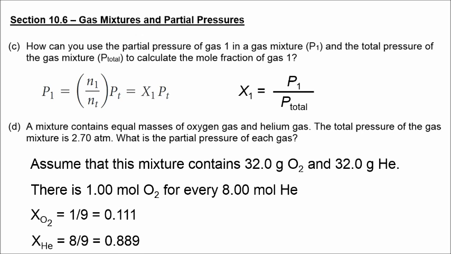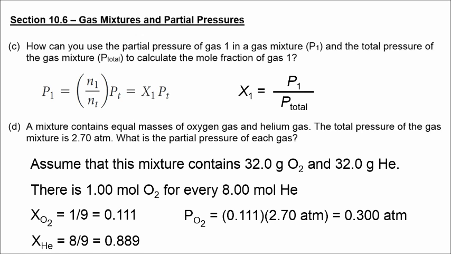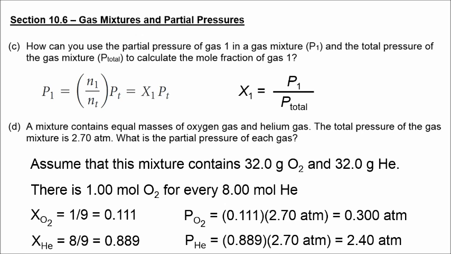If the total pressure is 2.70 atmospheres, then we know that 1/9 of this is coming from oxygen and 8/9 of this is coming from helium. So our pressure of oxygen would be 0.3 and our pressure of helium would be 2.4. Again, helium's pressure is 8 times larger, which is consistent with the mole ratio.